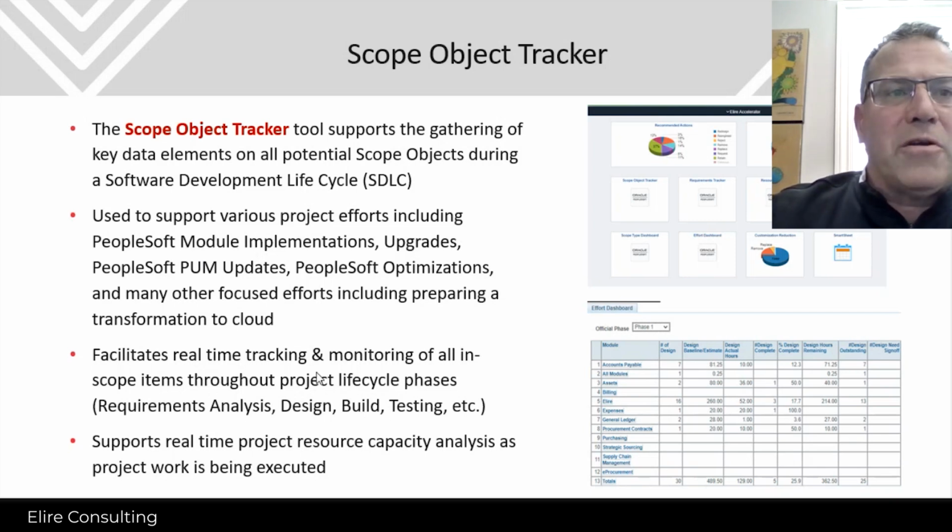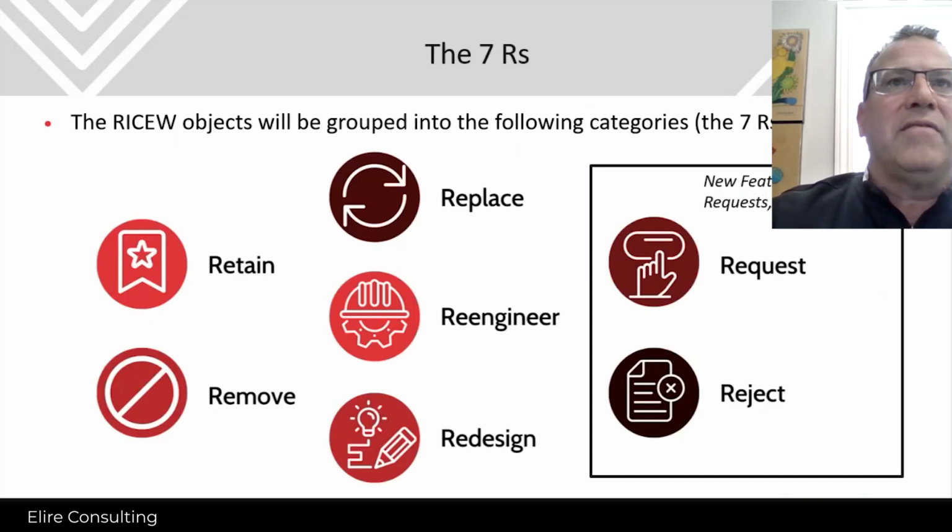The tool also supports real-time project resource capacity analysis as project work is being executed. So once you get through the requirements analysis, and you get into the actual work of design and building and testing, the tool is used to then track the actual work being performed, the capacity of each resource on the project, to ensure that the work that has been assigned to every resource can be completed in a timely fashion to meet the project deadlines.